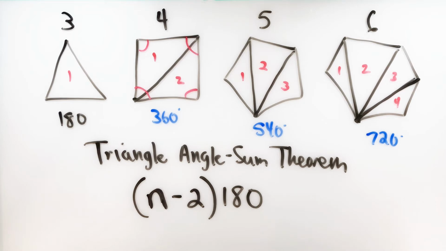So plug in the number of sides. Take the number of sides minus 2, multiply that value by 180, and that will get you the total sum of all the angles in any polygon.